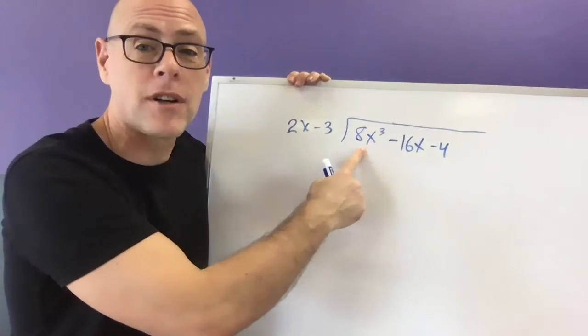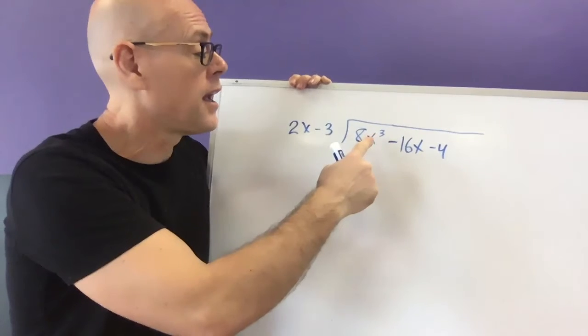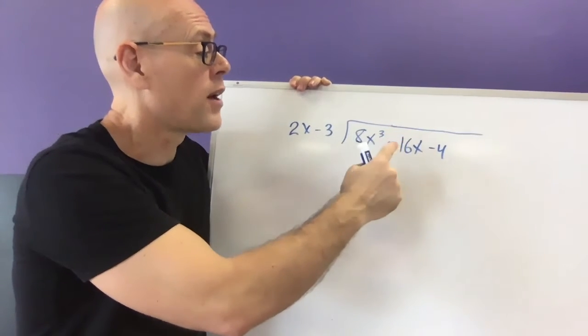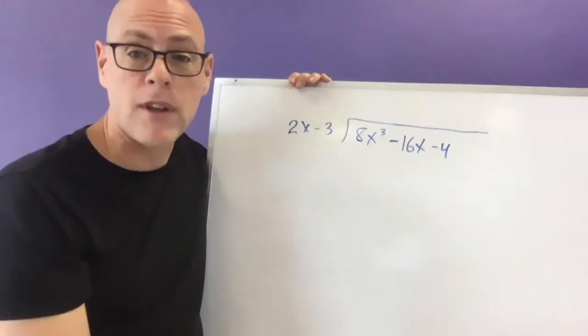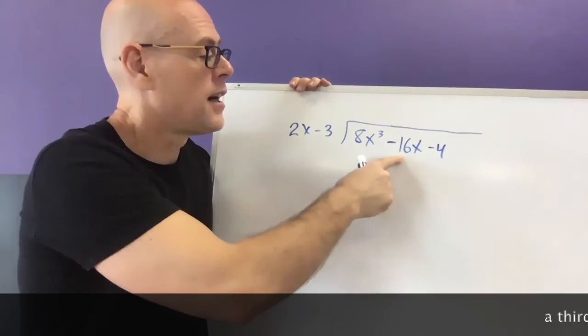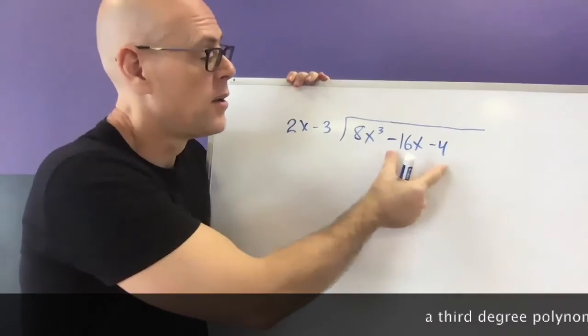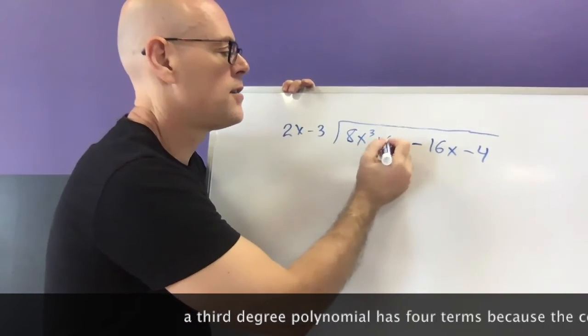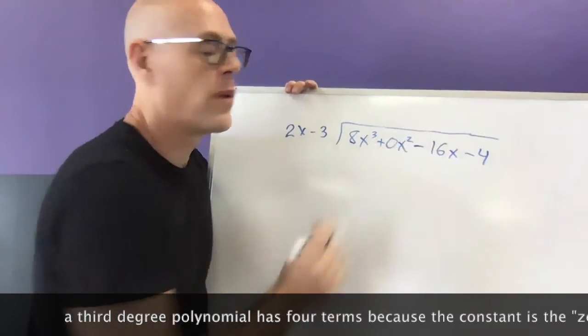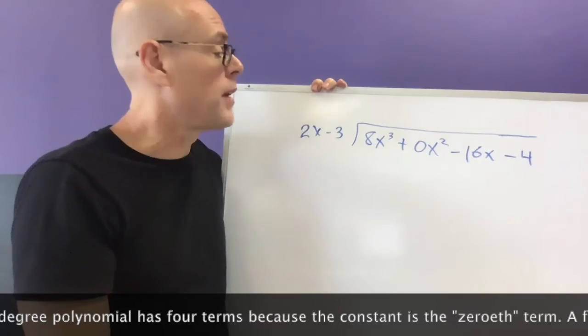If this is a third degree polynomial, we need a cubic term, a quadratic term, a linear term, and a constant term. But what are we missing here? We're missing the quadratic term. We're going to put a placeholder there. We're going to move these over, and then I'm going to put a 0x squared there. Let's see what we get.